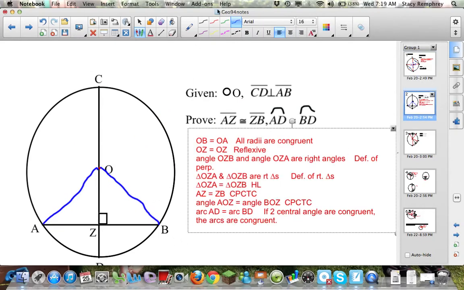In this one, again, I proved that the triangles were congruent with HL, that the radii were congruent. This is congruent by reflexive. These are two right triangles, and therefore these two are equal by CPCTC. Then you can prove the central angles congruent. Once you prove the central angles congruent, you can prove the arcs are congruent. And again, push pause if you need to.